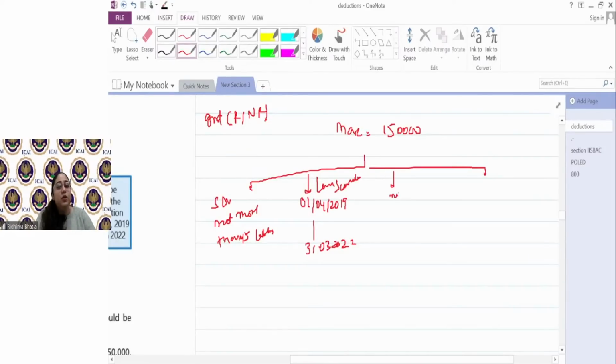Again, same condition, no other house should be there on the loan sanction date, and loan should be from a bank or financial institutions or housing finance company. LIC हाउसिंग फाइनेंस, इंडिया फुल हाउसिंग फाइनेंस कंपनी सबसे, ठीक है. एंड अगेन इंटरेस्ट अंडर नो अदर सेक्शन.